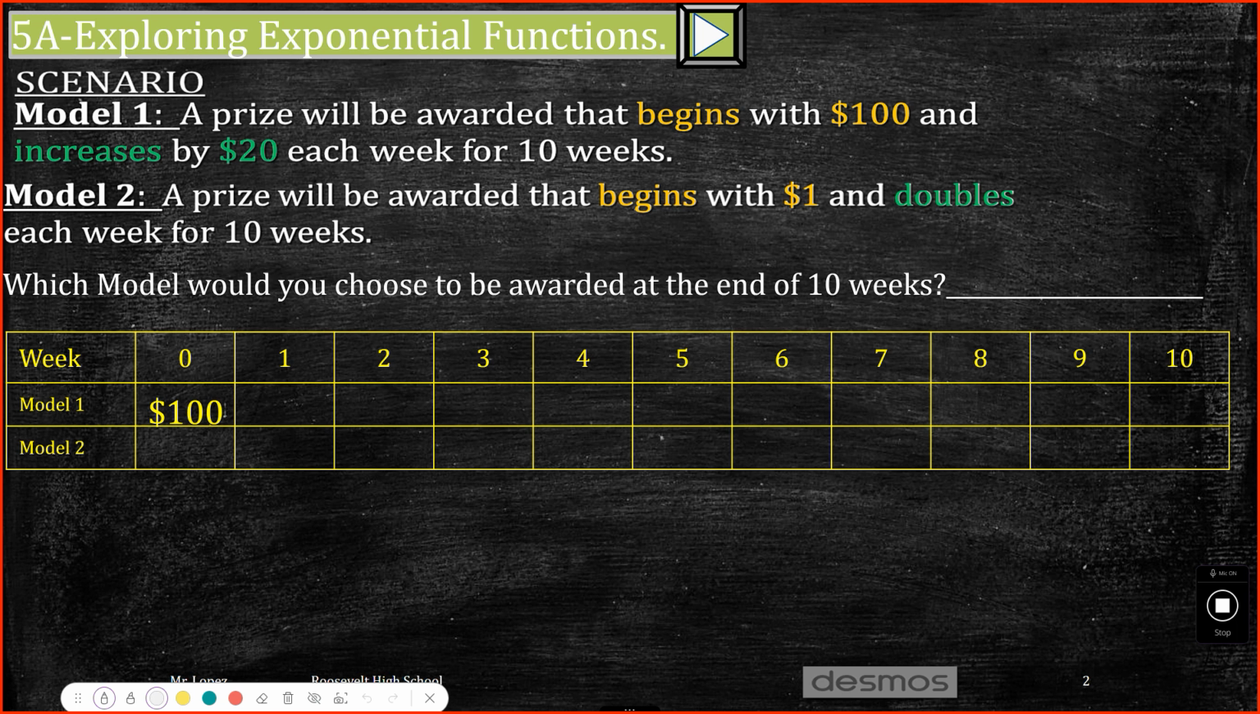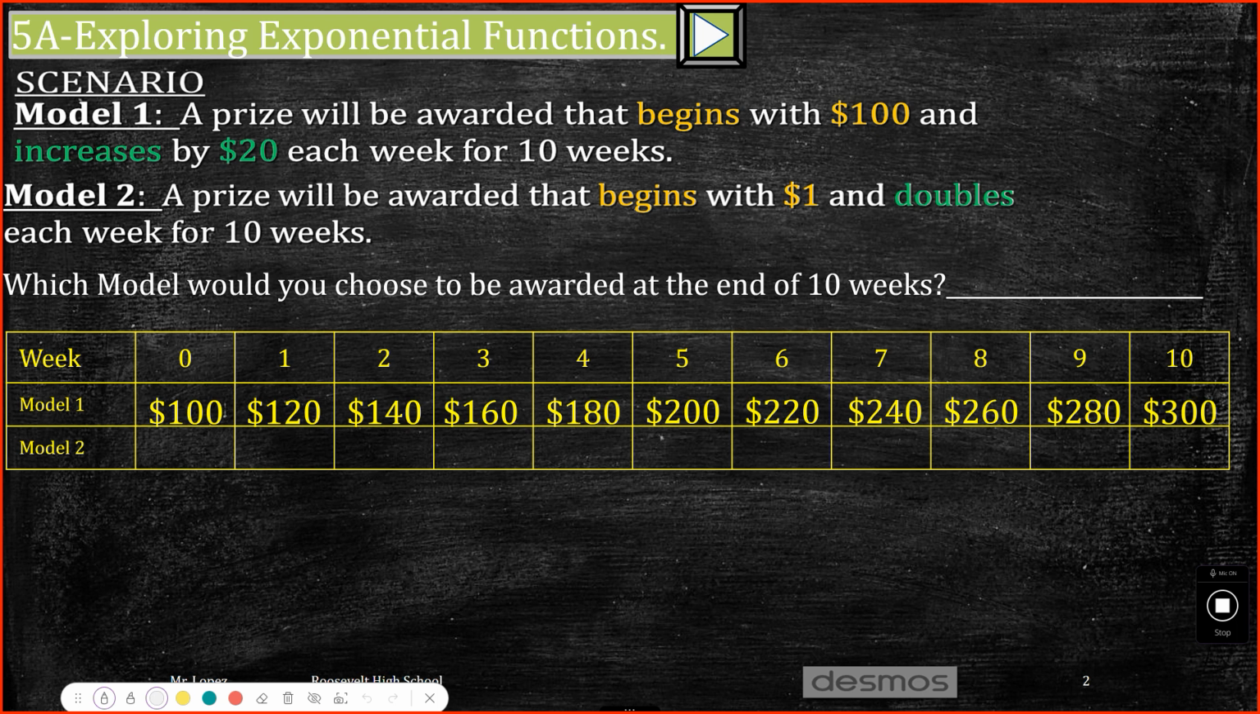Yeah, this is kind of like algebra 1. It is, so it's like a review of algebra 1. So for Model 1 it is 100. You add 20: 120, 140, 160, 180, 200, 220, 240, 260, 280, 300. Model 2, starting with a dollar.